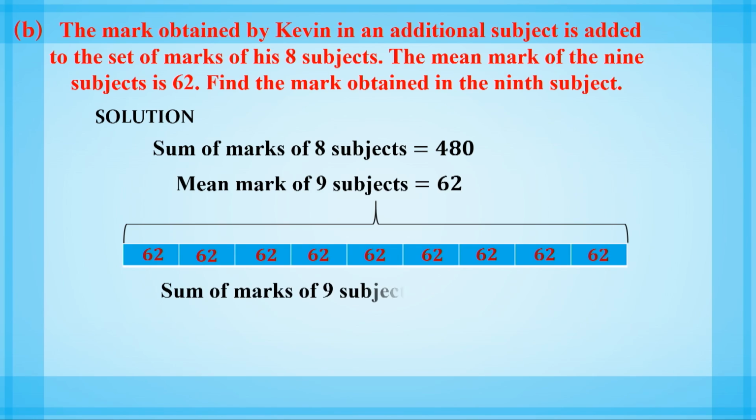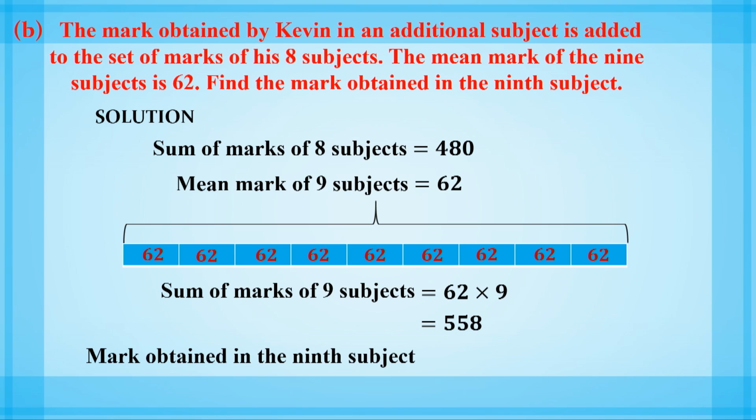Thus, sum of marks of 9 subjects is equal to 62 multiplied by 9, which is 558. Therefore, the mark obtained in the 9th subject is equal to 558 minus 480. Hence, the mark obtained in the 9th subject is equal to 78.